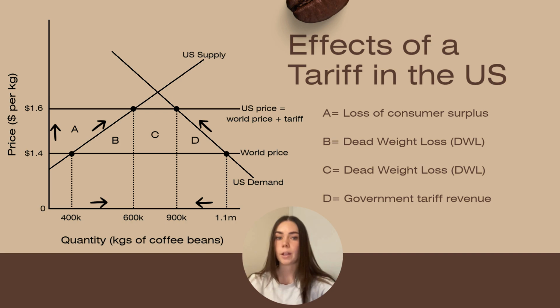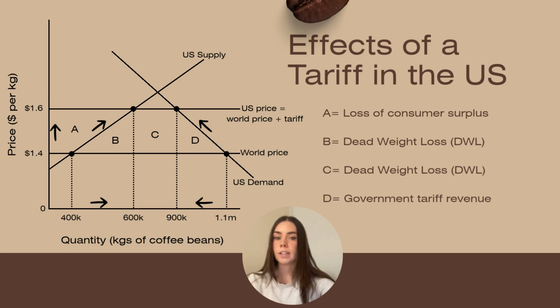Implementing a 40-cent per kilogram of coffee beans tariff raises the price of coffee beans in the US to $1.60 per kilogram. At this higher price, US coffee bean producers increase the quantity they supply to 600,000 kilograms of coffee beans. However, US consumers reduce their purchases to 900,000 kilograms of coffee beans. Equilibrium moves from point E to point F, and the coffee bean tariff causes a loss of consumer surplus equal to areas A, B, C, and D.